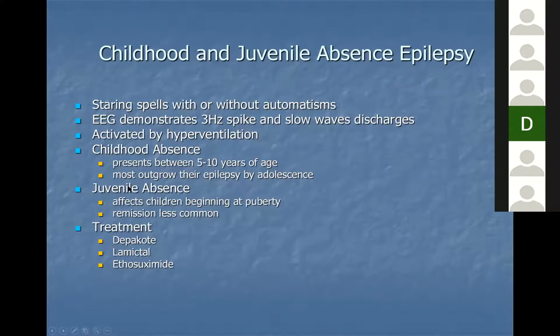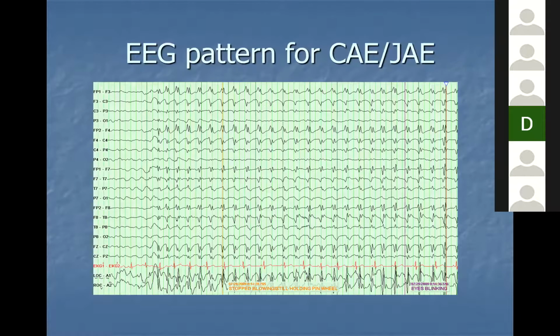Typically at puberty, the issue with these kids is that they're often well controlled on medication, but sometimes they don't tend to outgrow the seizures. The number one answer, the most common medications we use for these folks, are ethosuximide (Zarontin) and Depakote. Lamictal has also been used as well. And this is the EEG pattern for absence epilepsy.